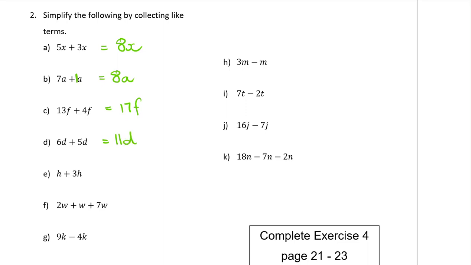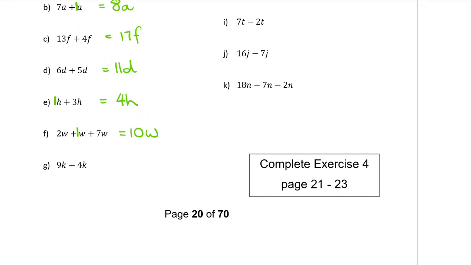In E, we have h plus 3h. So there's a sneaky little 1 in there. It's 1 plus 3, which makes 4h. You don't have to write that little 1, but if you need to help you know that there's a 1 there, please do. Question F, 2w plus another 1w plus 7w. 2 plus 1 is 3, plus another 7 means 10 w's.